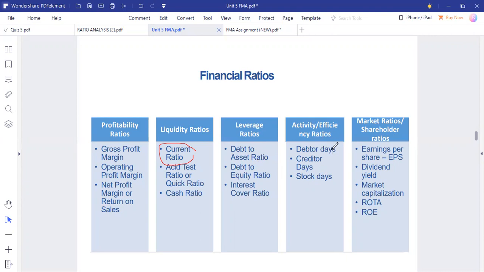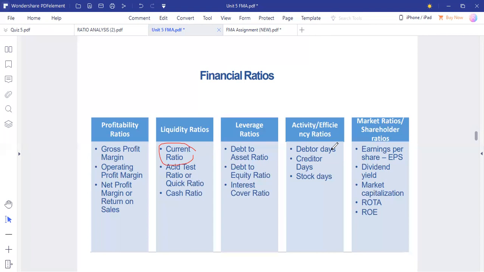Then when we are looking at efficiency ratios, we're looking at the debtors days, which are how long it takes for our debtors to pay us. And we also have the creditors days, which look at how long we take to pay our creditors. Then we also have the stock days, which look at how long it takes for us to sell our stock.